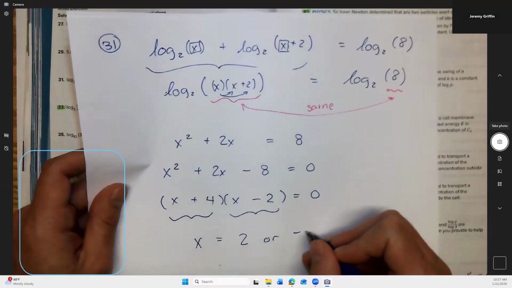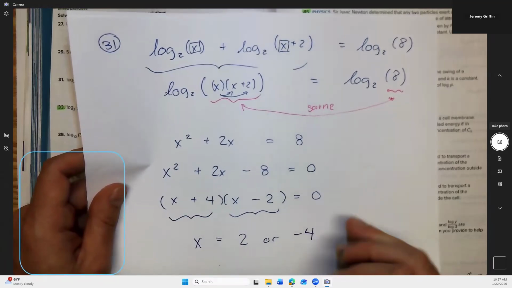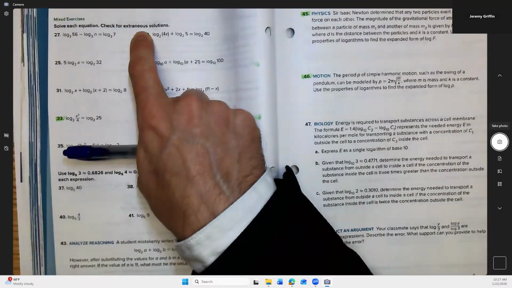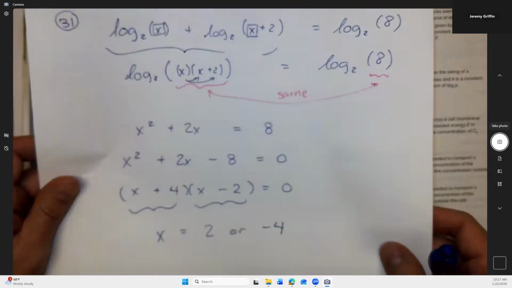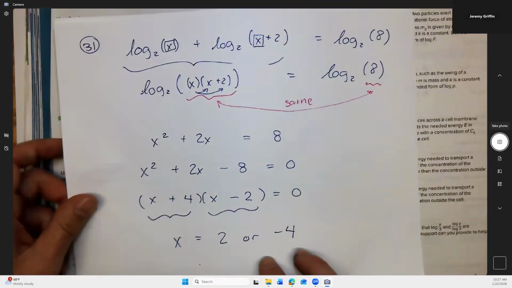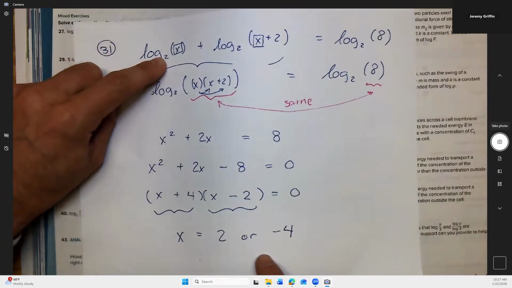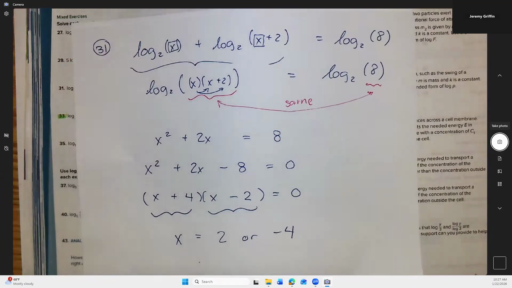There's one last trick with this, and they give you a hint here. It says check for extraneous solutions. It might be the case that both of these don't work. Maybe only one does. Let's go back to the original statement. Guys, can you take a log of a negative number?